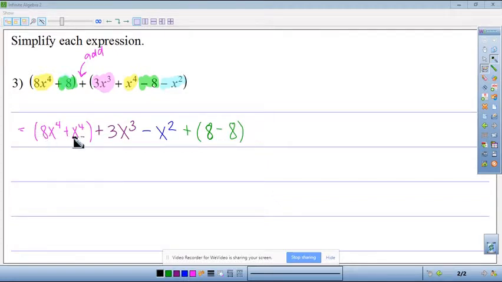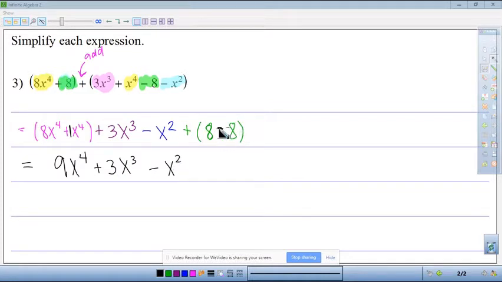I have 8x to the fourth plus another x to the fourth. Remember, that's a coefficient of 1 when you don't see it. So 8 plus 1 is 9x to the fourth. 3x cubed minus x squared. And 8 minus 8, that's just 0. If it's 0, I'm not going to write it in for my final answer.